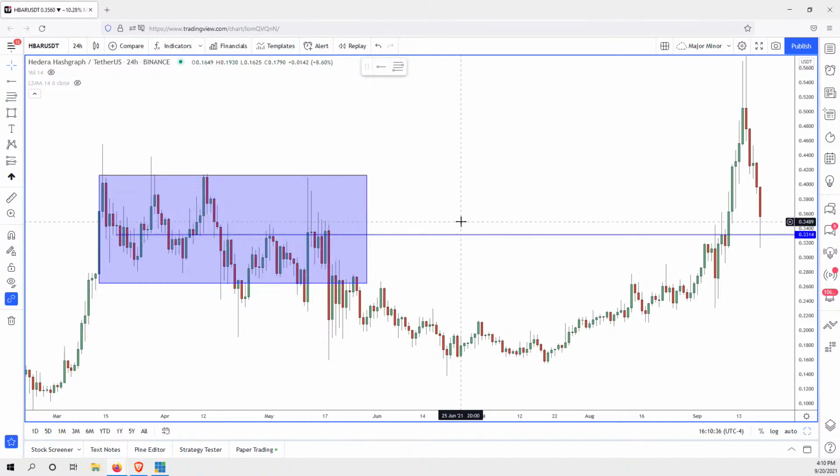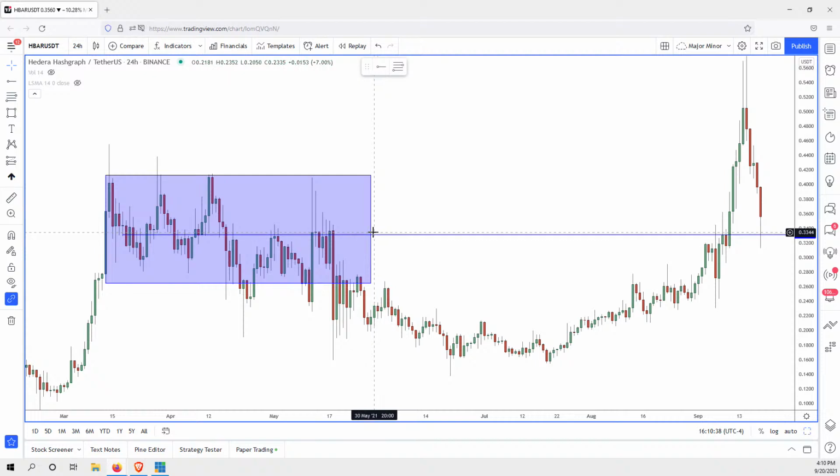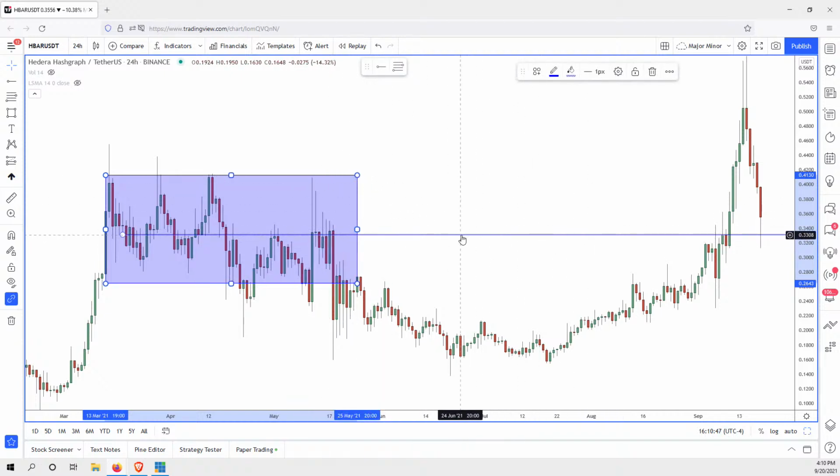Why does that happen? Because you have to understand, half of the population that's in this consolidation are long, half of them are short. So one half of that population is going to react when the market goes back to their price and makes them whole again.